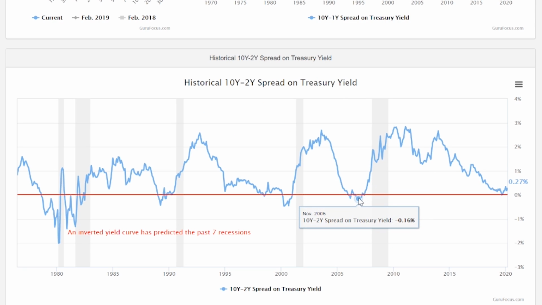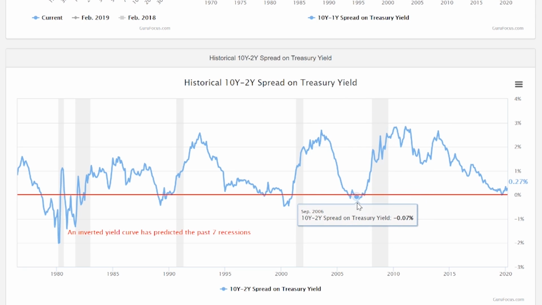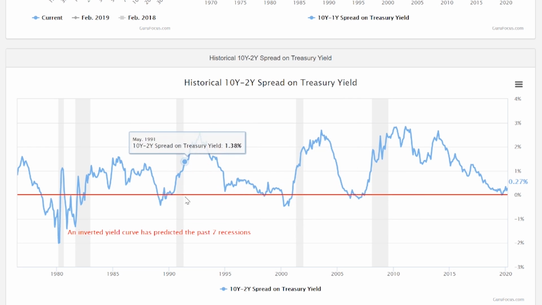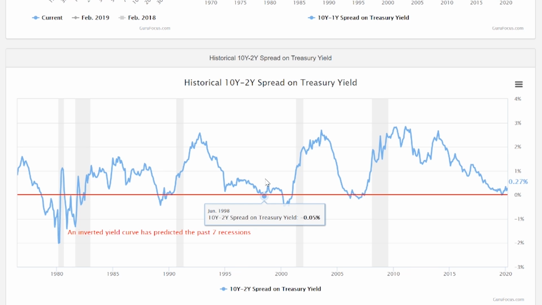And whenever that goes into the negative, you can see that very soon thereafter, in these gray areas, we have a recession. For example, in 2008, an inverted yield curve and a negative spread on the 10 and 2-year predicted that recession. The same thing happened in 2001 with the dot-com bubble. Same thing happened in '91, right around the time the Soviet Union collapsed, and a few times back in the 80s. As you can see, the spread dropped to just 0.05% very recently. Now, that's happened before. As you can see over here in June of 1998, we dropped to negative 0.05%, which is basically hitting zero.